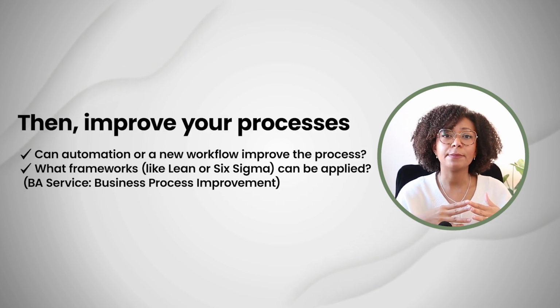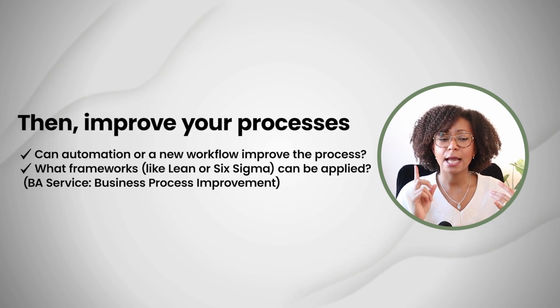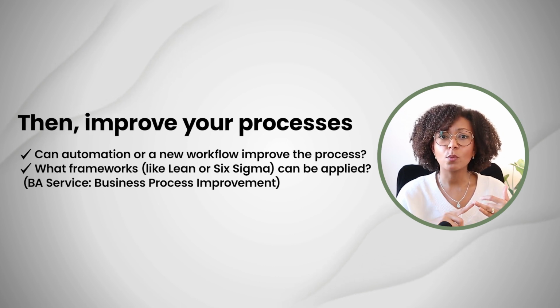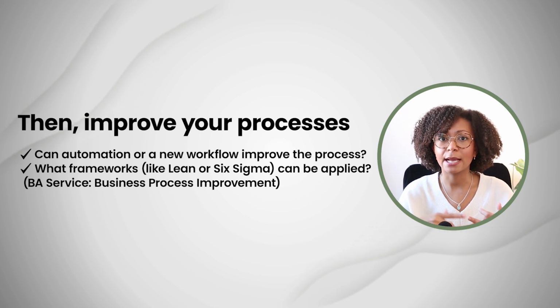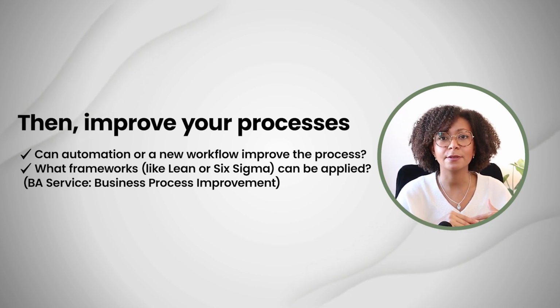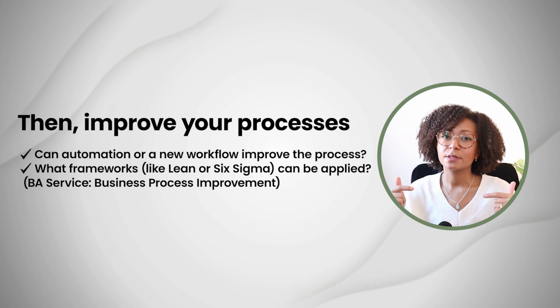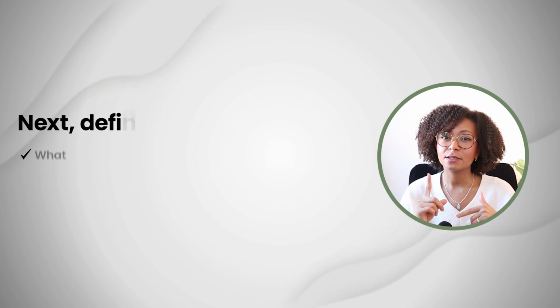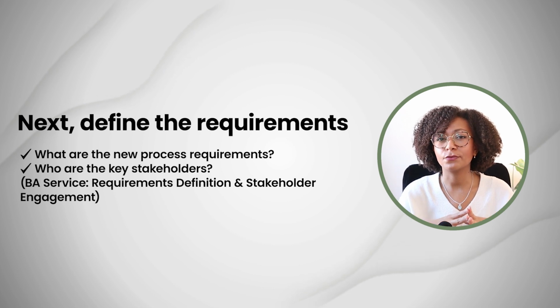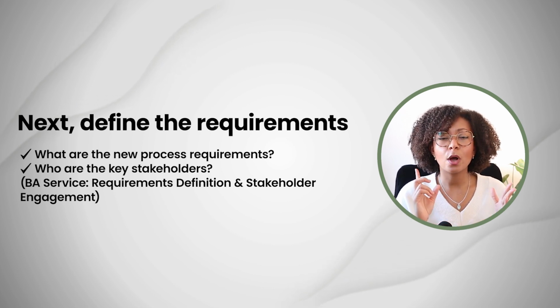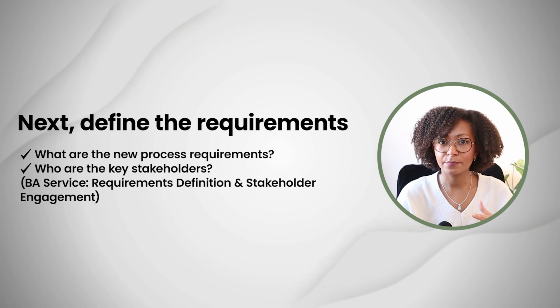Then you want to consider the business process improvement. Can automation or a new workflow improve the process? What framework can be applied? Agile, Six Sigma, Lean, right? This is the BA service business process improvement. Next, you want to define the requirements. What are the business and technical requirements for the new process? Who are the key stakeholders, right? So this is our requirements definition and stakeholder engagement BA service framework.